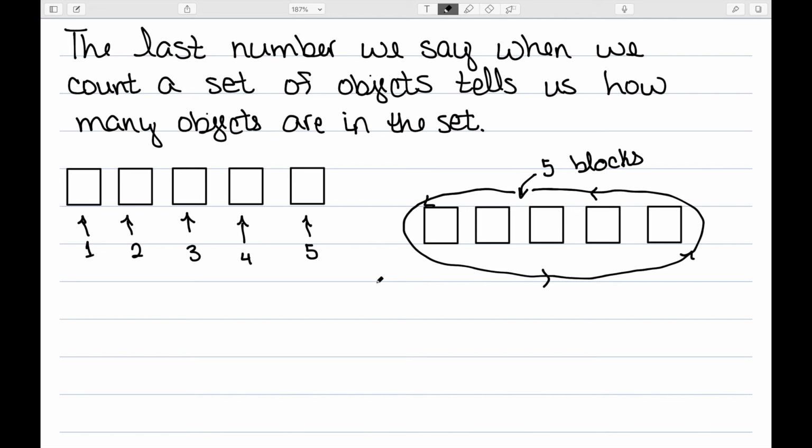Even more so than the order of the alphabet. If someone switches up some of the letters in the alphabet, as long as they include all the letters, it's not really that big of a deal. However, with counting numbers, it's really important, since the order that we say things in helps us determine how many objects are in the set.